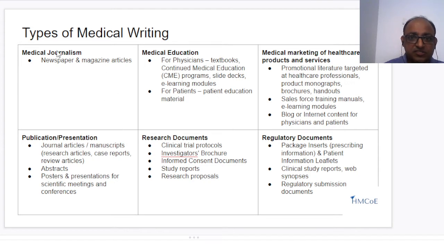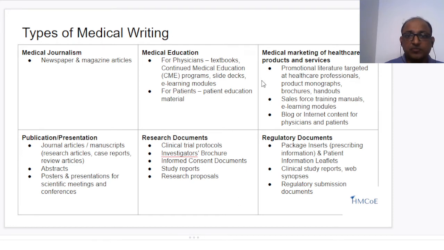So that's why this presentation is important. When it comes to presentation or publication, there could be posters and presentations, abstracts, journal manuscripts. Apart from this, there could be research documents, which mainly include clinical trial protocols, brochures, study reports, and research proposals. Another level of document is regulatory documents, which includes labels, the drug labels or device labels, some study reports, and regulatory submission documents.